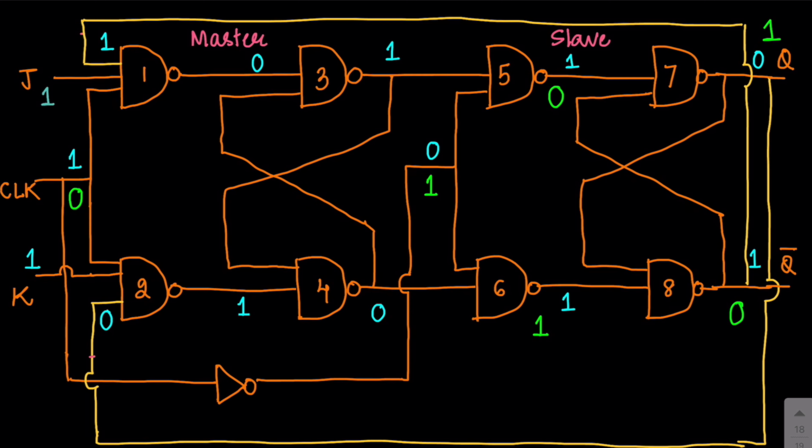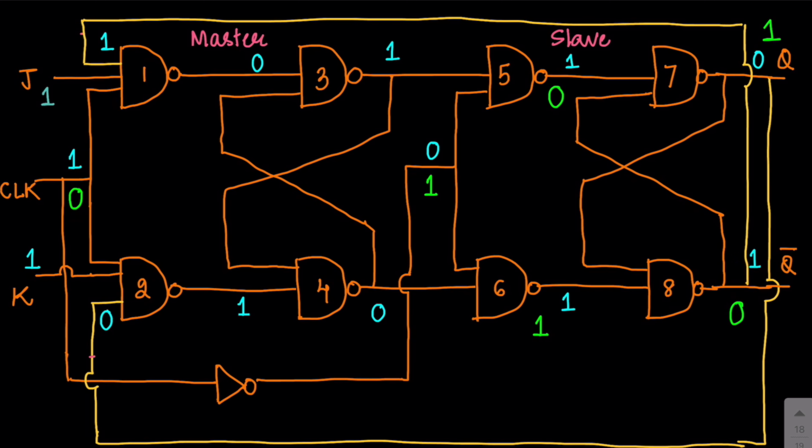So what do you understand after all this discussion? When J is equal to 1 and K is equal to 1, these are the primary inputs, and the clock is equal to 1, the master is working. The master output is Q equal to 1 and Q bar equal to 0. But because the clock given to the slave is inverted, the slave is not responding, basically holding the previous state. So the main output does not change. The main output is still Q equal to 0 and Q bar equal to 1.